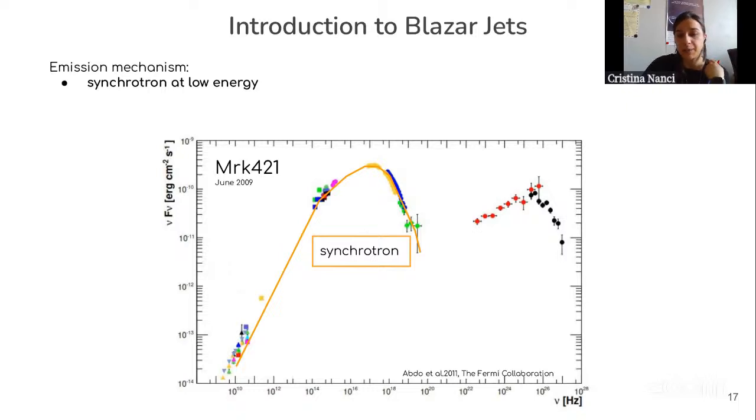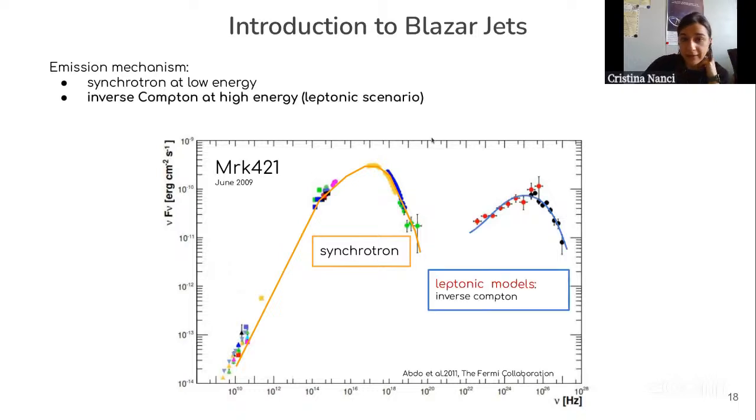While for the high energy peak, there is still an open debate. There are multiple scenarios. According to the leptonic scenario, there is a population of electrons interacting with a photon field, leading to the high energy emission via inverse Compton interactions. If the photon field is coming from the jet itself, we talk about the synchrotron self-Compton scenario. Otherwise, if the photon field is from regions that are external to the jet, such as the broad line region or the dusty torus, we talk about the external Compton scenario.